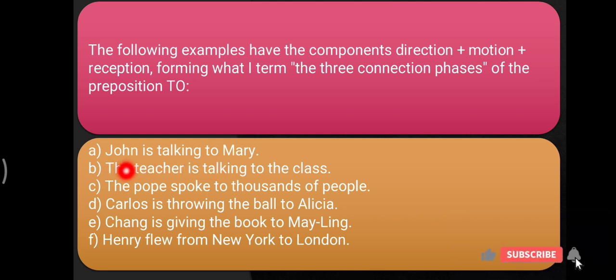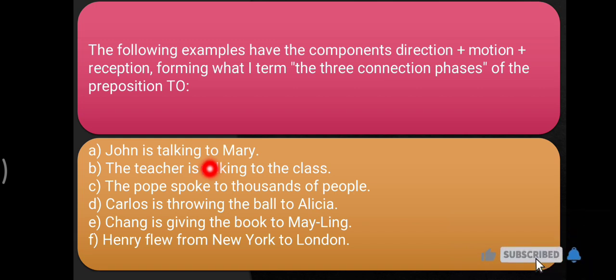First, John is directing his attention, right? When you say John is talking to Mary. The second element is that he is also emitting sound waves, right? And the third, that Mary is receiving what John is saying. So Mary is acknowledging, right?